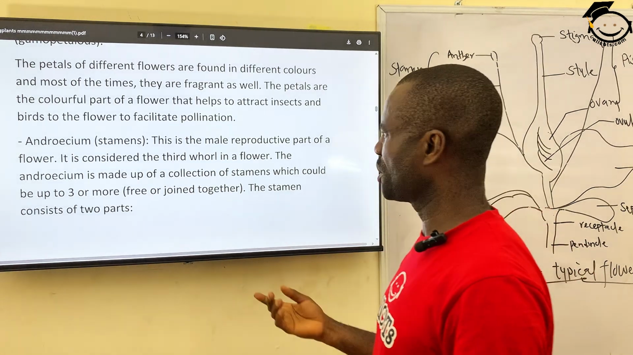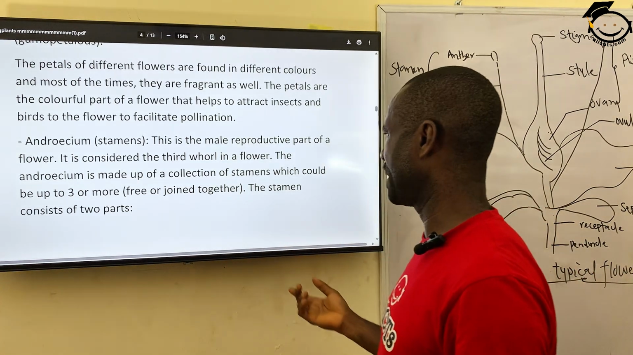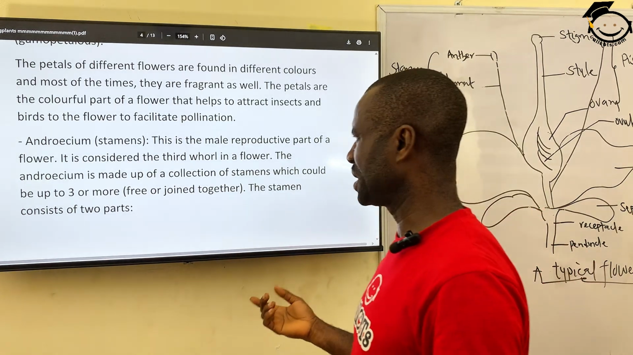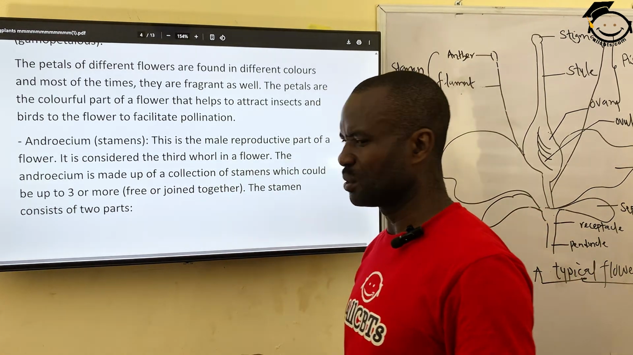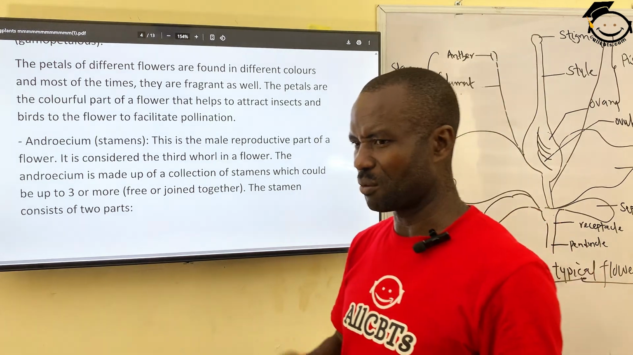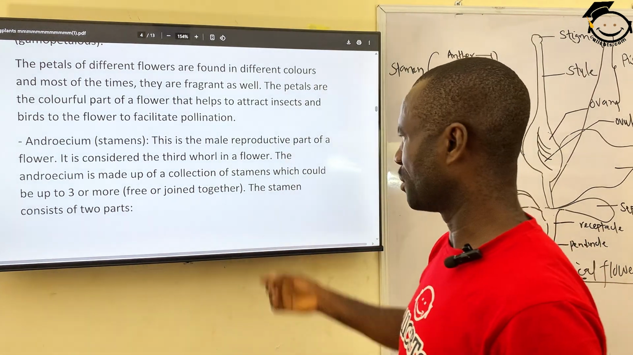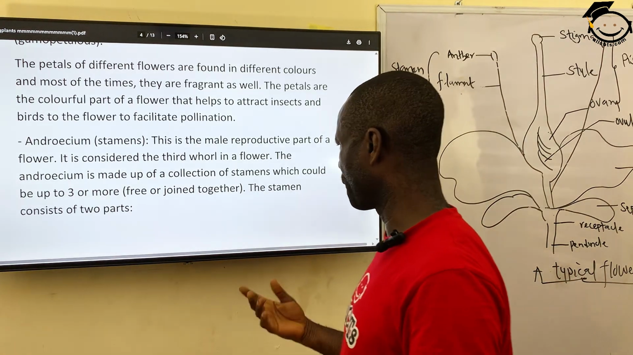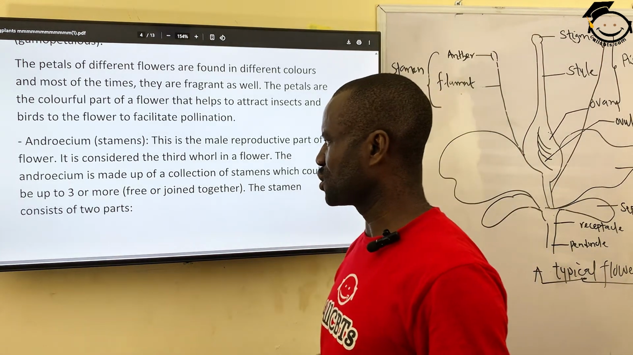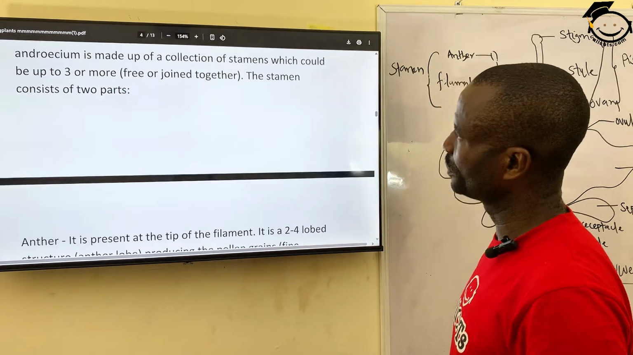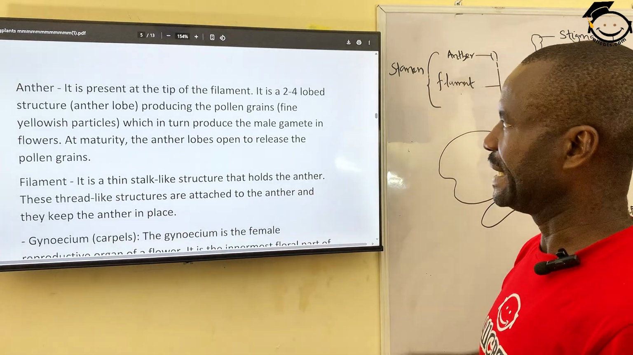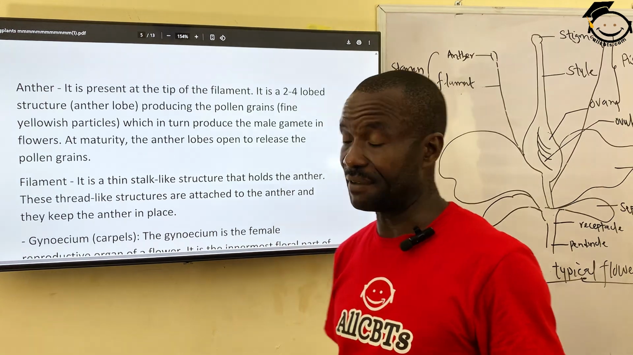The androecium is made up of a collection of stamens, which could be up to 3 or more. You know, while we say the petal is made up of 4 to 10, the androecium is made up of 3 or more, which could be joined together or fused. The stamen consists of 2 parts: the anther and the filament.